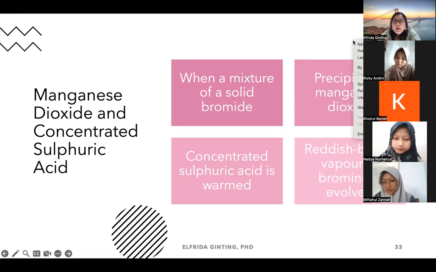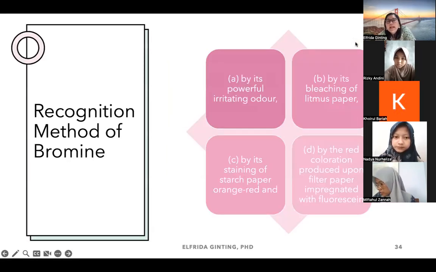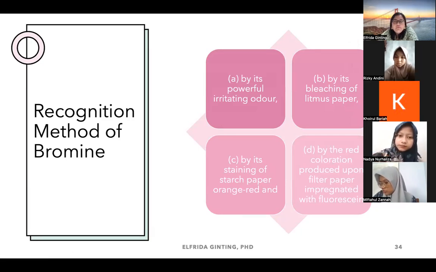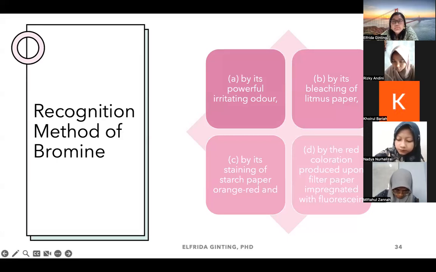Okay. Now, the bromine gas you can identify first by smell. The odor will be similar to chlorine. It's a pungent, irritating odor. The second is by using litmus paper. You bleach litmus paper, then you can see the bromine color changing.